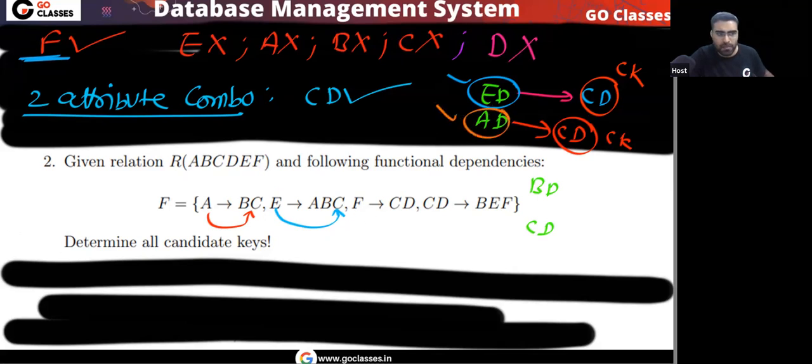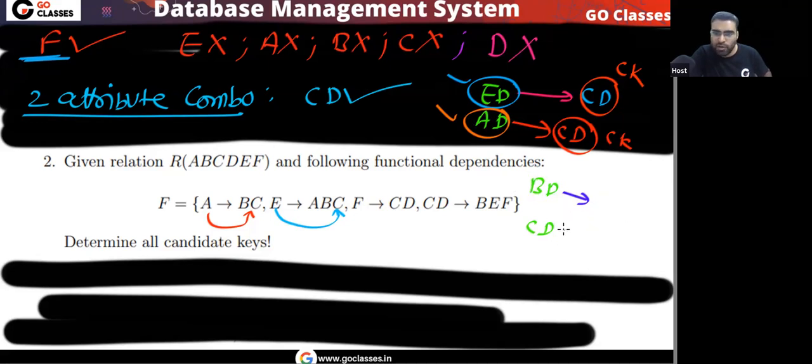What about BD? Tell me. So here, this BD, what will it give? You can notice BD can give only BD. BD will not give you anything else.